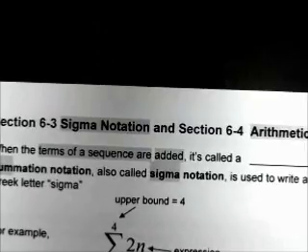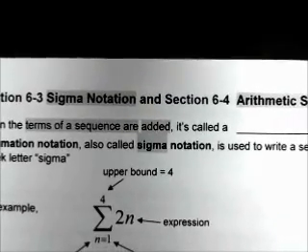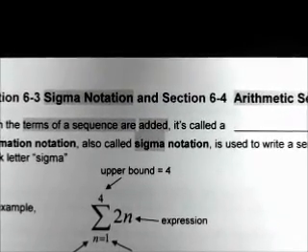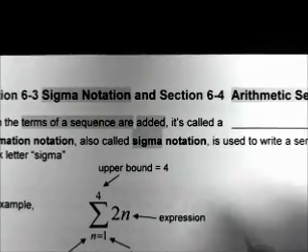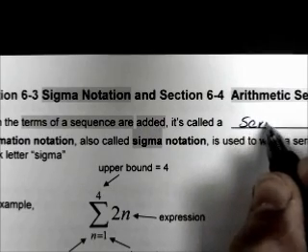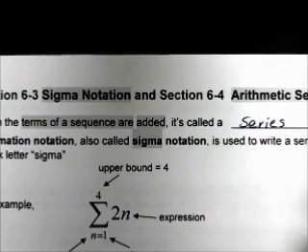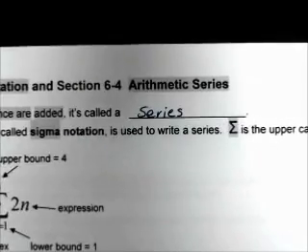Today we're on page 5 of our Chapter 6 notes packet, Section 6.3 Sigma Notation, and Section 6.4 Arithmetic Series. When the terms of a sequence are added, it's called a series. Summation notation, also called sigma notation, is used to write a series. This symbol here is the uppercase Greek letter sigma.